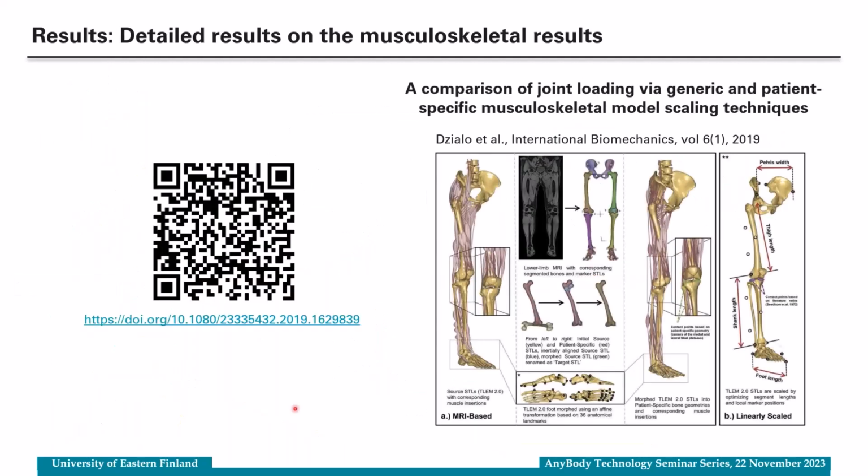The results of the musculoskeletal analysis are reported in a separate paper. So now I won't go through the details of the musculoskeletal results, and for those who are interested, you can scan this code or just click on this link and read more about the results from the musculoskeletal analysis. In this paper also, the personalized or subject-specific musculoskeletal model results are compared against the conventional method, in which we use the linear scaling method to scale the model based on, for instance, subject height and subject weight.